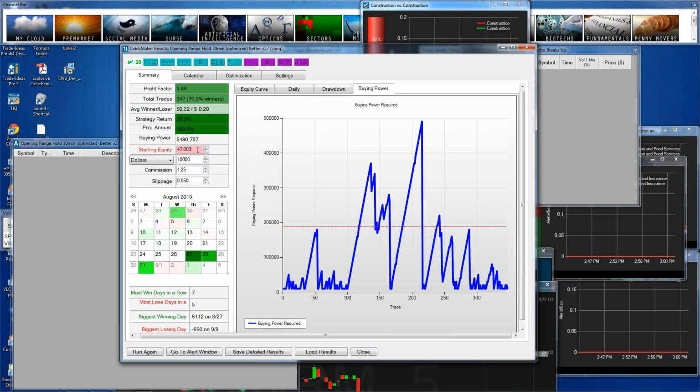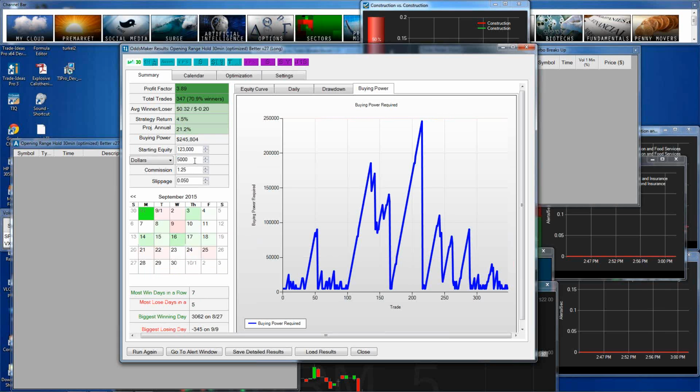Now, the reason this is red is because this works on a 4-to-1 ratio. So we only need a quarter of that, which would be probably a little bit less. Now notice when I go below the threshold, it turns red. So I would need right at 123,000 in equity if I wanted to be in every trade. Now, of course, that might be a little rich for some people, so we can always curtail it down and say, okay, if we only wanted to do $5,000 a trade, obviously it's going to cut the buying power required in half, and then we don't need as much equity.